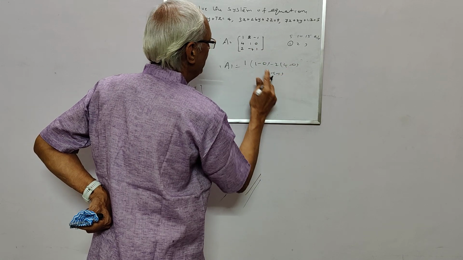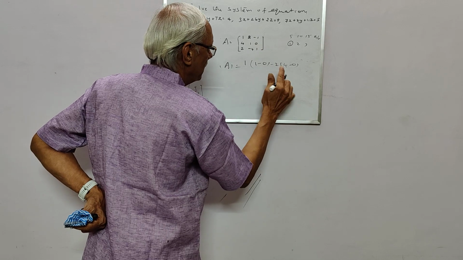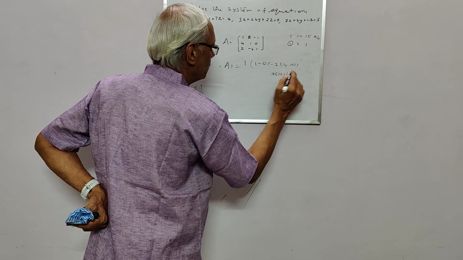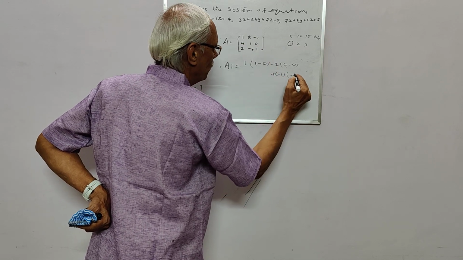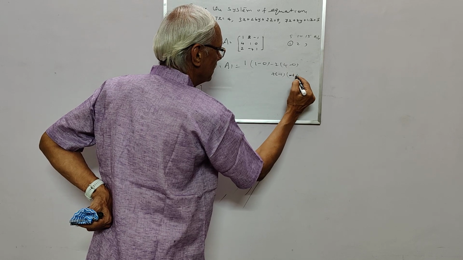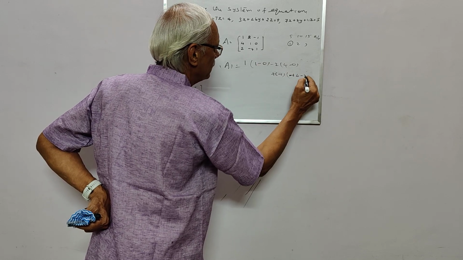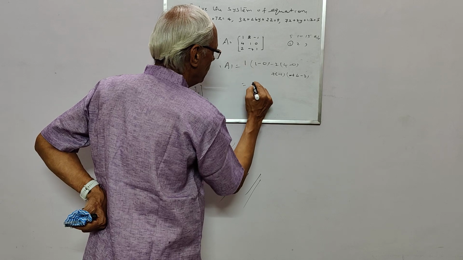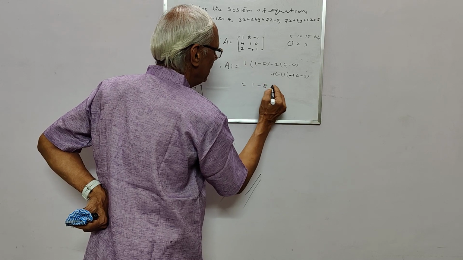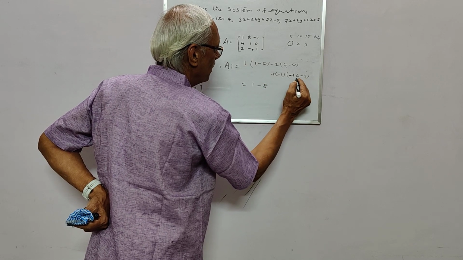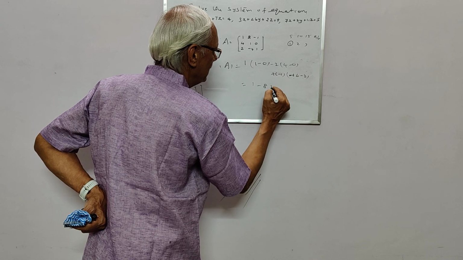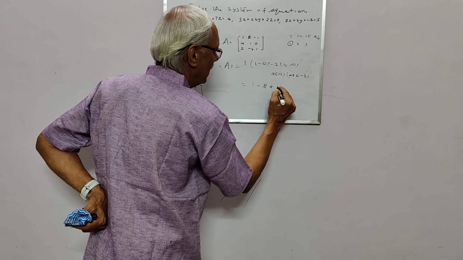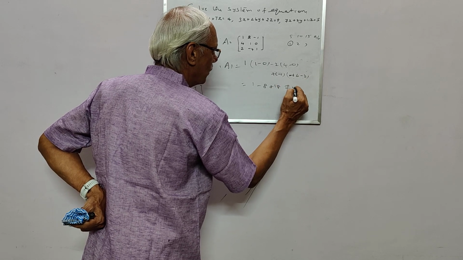Minus of minus 1. Plus of minus 1, 4 into minus 4. Minus 16. Minus 16. Minus 2. So this is equal to 1 into 1 is 1. It is minus 8. And this is minus 2. Minus 16. Minus 18. It is plus 18. So whatever it is, it is not equal to 0.